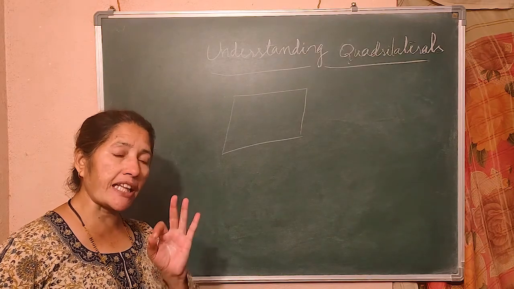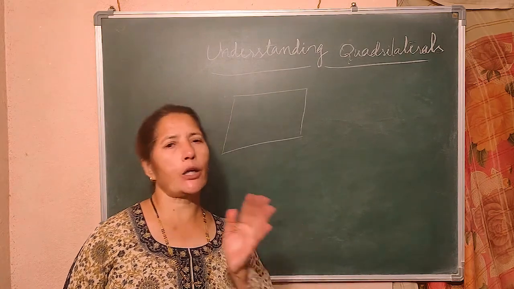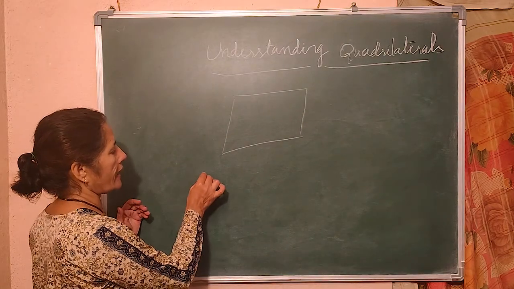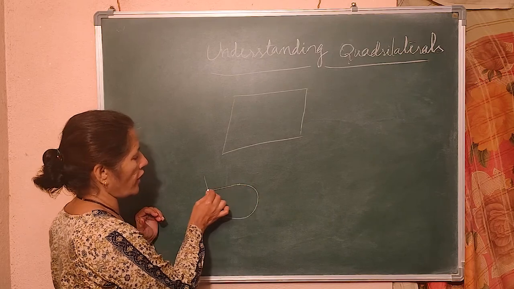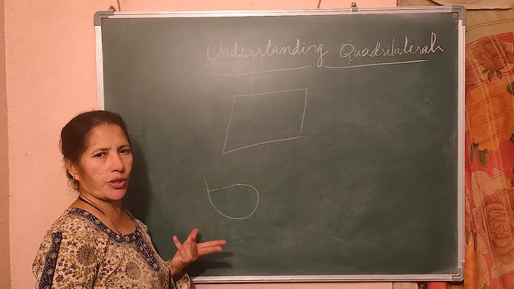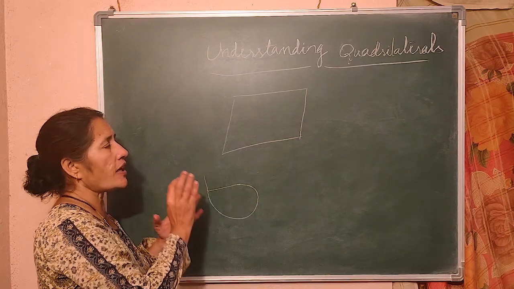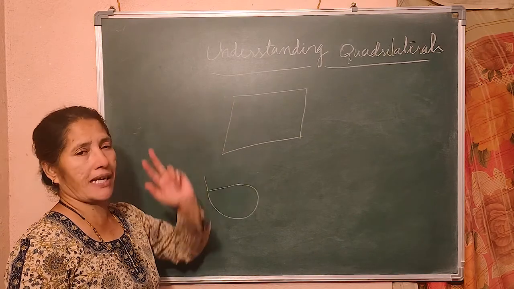You must have studied in the lower classes open curve and closed curve. Right? What is an open curve? I can draw like this. It is an open curve. What is a closed curve? If I join this, it is closed. Right? Here, a quadrilateral is a polygon, I say, having four sides.